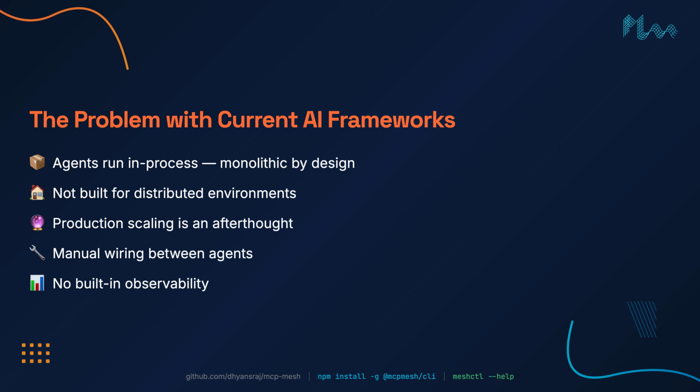Most frameworks run agents in process. Everything lives in a single monolithic application. If one agent crashes, your entire system goes down. They weren't designed for distributed environments. Try running agents across multiple machines or containers. You'll quickly hit walls. Production scaling is an afterthought. These frameworks work great for demos, but when you need to handle real traffic, you're on your own.